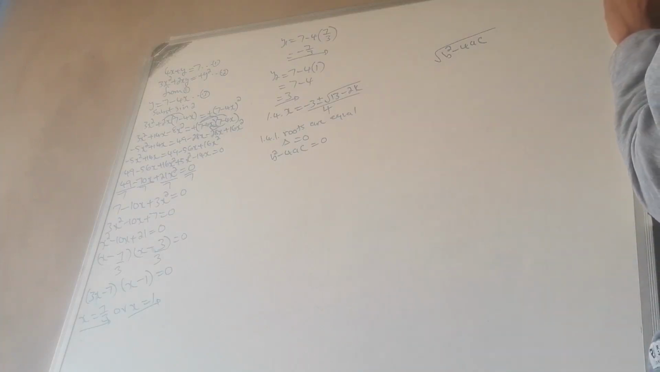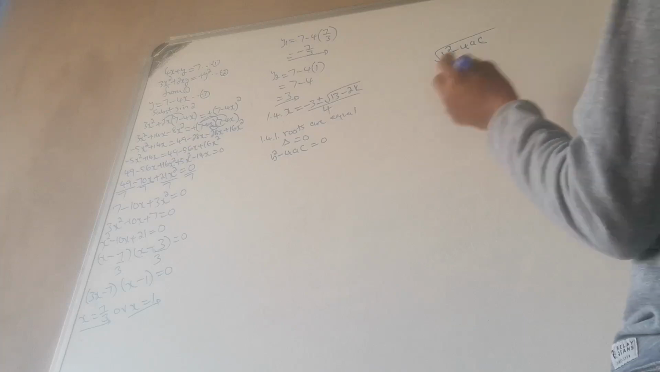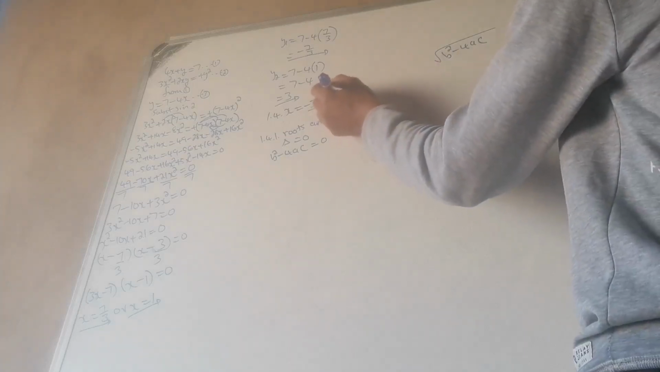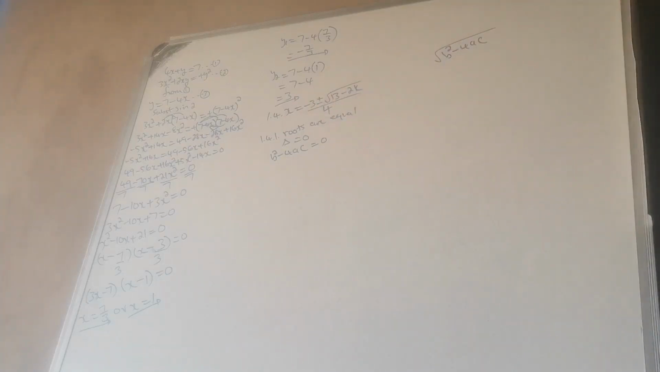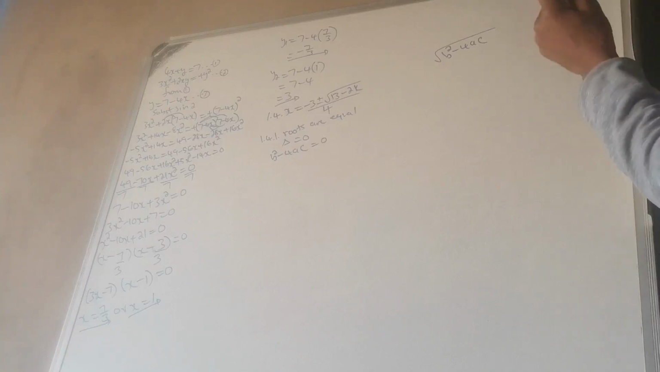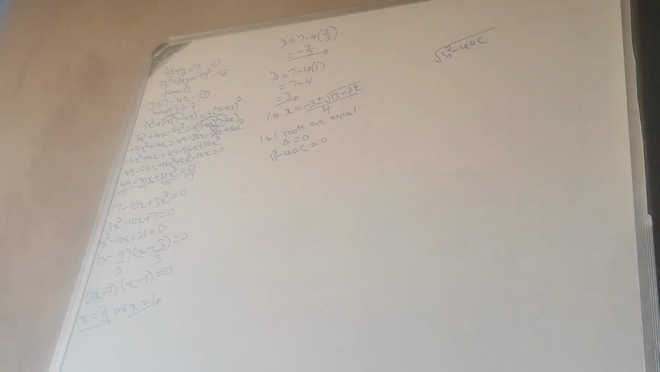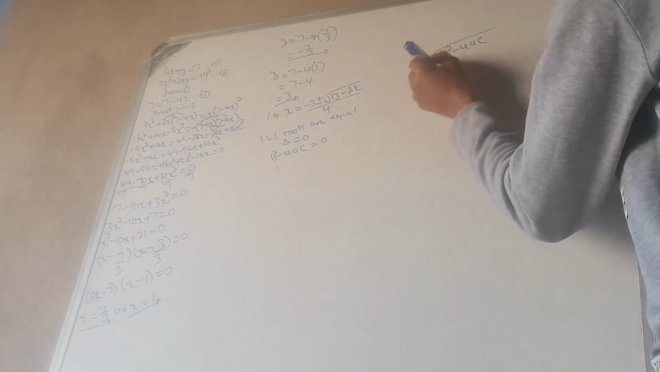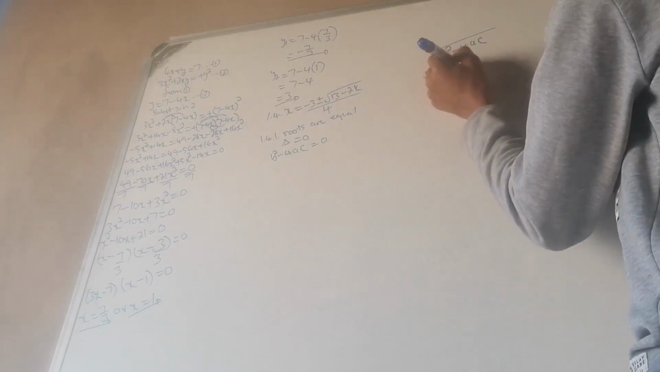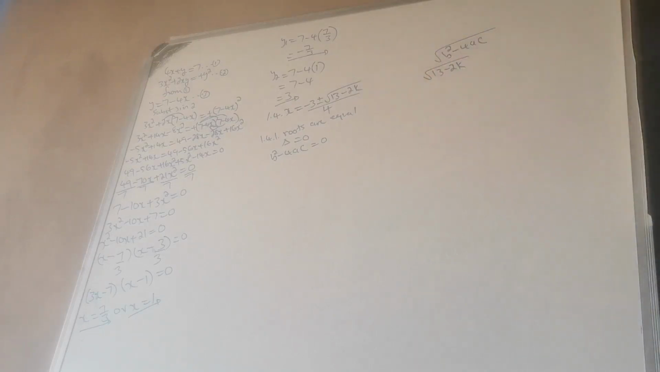So, if this is b, what is my a and what is my c? That is my question. What is the value of a? What is the value of c? What is the value of b? Because I have the square root of 13 minus 2k. Find the values of k for which the roots are equal.